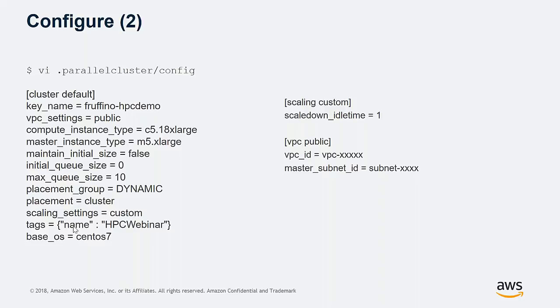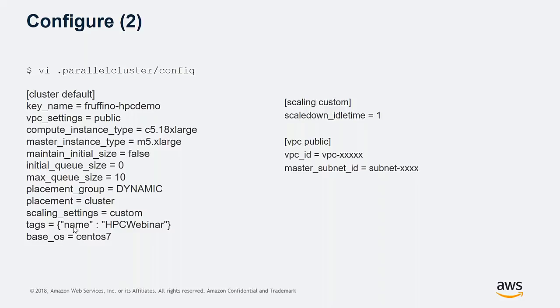The maintain initial size parameter, in my example, is set to false. If it is set to true, it means that no matter how many jobs you have in the queue, parallel cluster will always maintain a certain amount of computing nodes. So, for example, if you set the initial queue size to 2 and the maintain initial size to true, you will always have 2 computing nodes up and running, even if there are no jobs in your cluster.